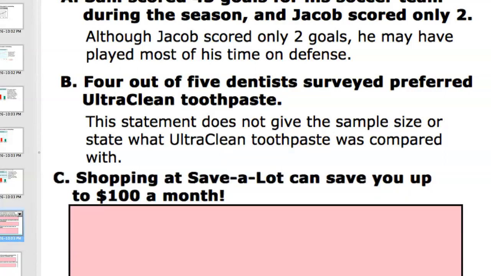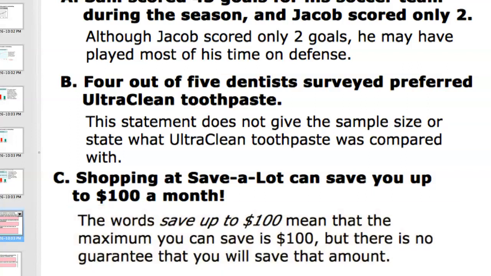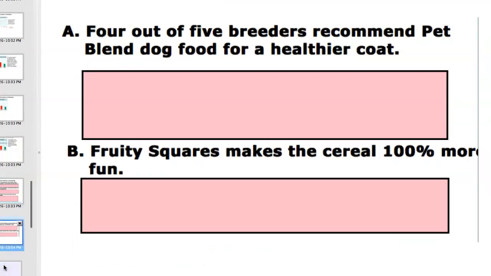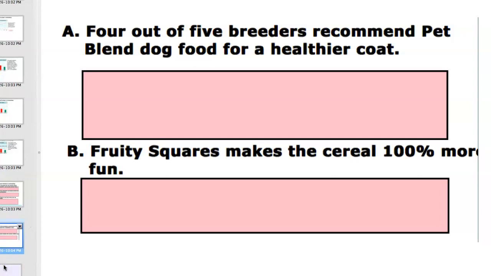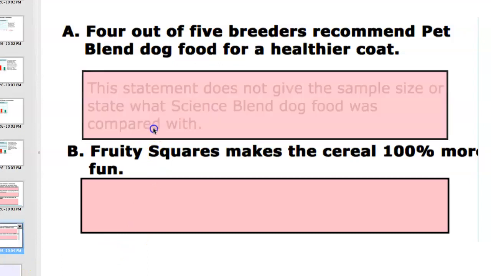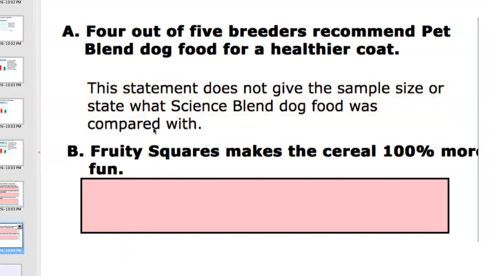All right, shopping at Save A Lot can save you up to $100 a month. If I go to Save A Lot, am I going to save $100 a month? Not necessarily, because it says up to. So that means that that's the maximum that you can save, but there's no guarantee that you will even save that much money. All right, 2 more, and then we're done. 4 out of 5 breeders recommend pet blend dog food for a healthier coat. This is similar to the last problem. We don't know the sample size, and we don't know what it was compared to. All right, so this is misleading.